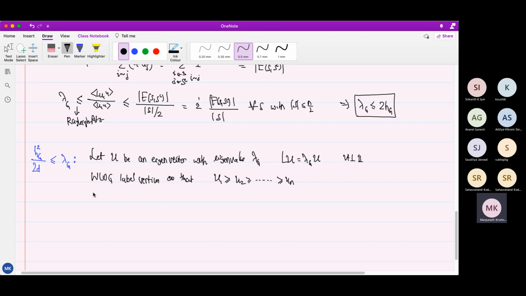So the claim is, and now take S to be the vertex set. Basically you take the first half of them.